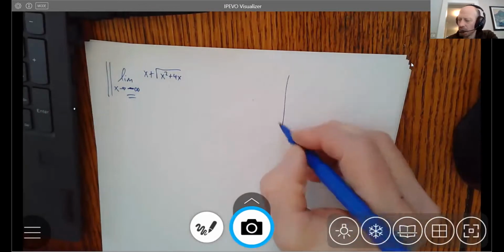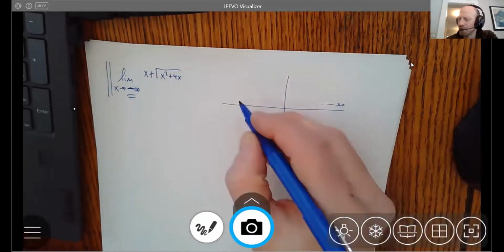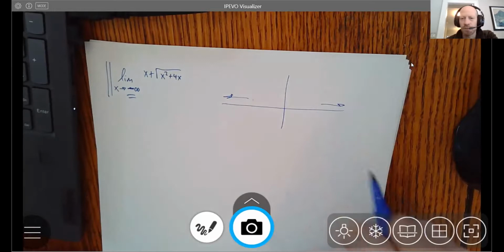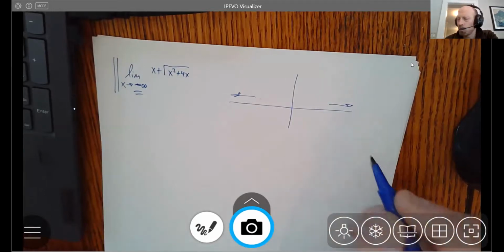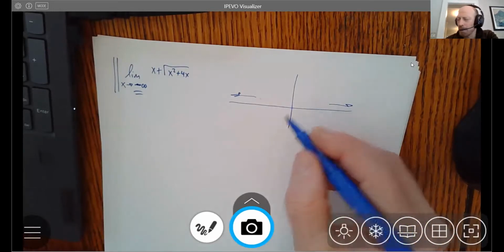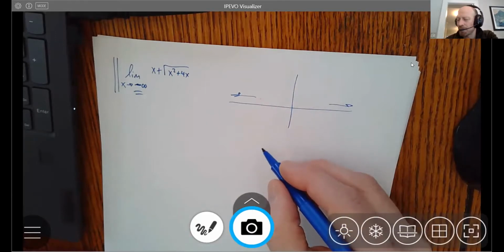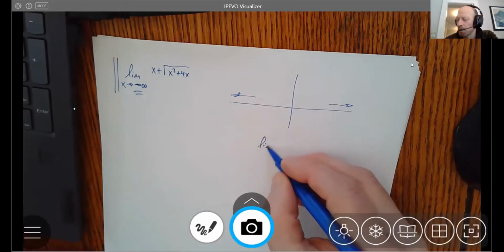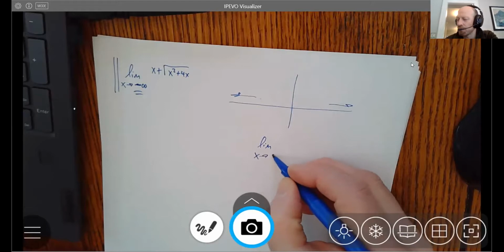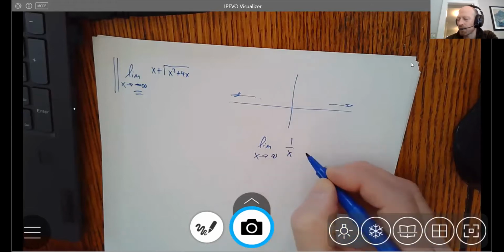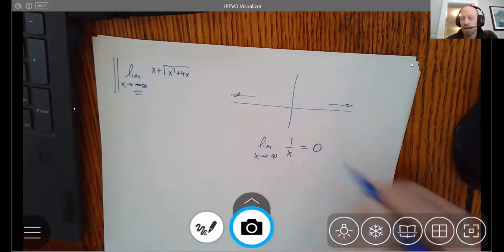You know what happens is you head out this way and as you head out this way. So, a couple facts about these limits at infinity. The limit as x goes to infinity of 1 over x is going to be 0.